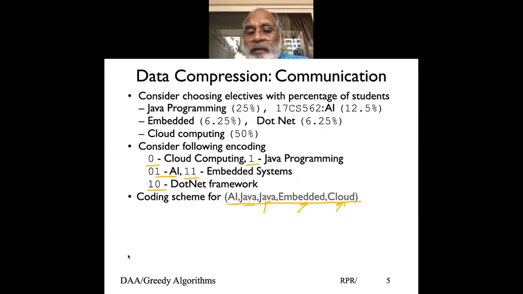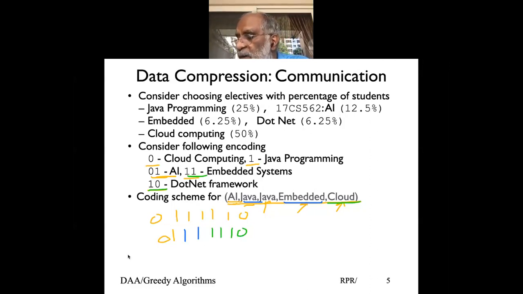Okay, so one answer given to me is 0, 1, 1, 1, 1, 1, 0. Same answer is given. So let's look at how we get that answer. We say AI is 0, 1, so we put 0, 1. Then Java is 1. Then embedded is 1, 1, so we put 1, 1. And then we have cloud, which is 1, 0. And this is what the correct answer is. Perfect.